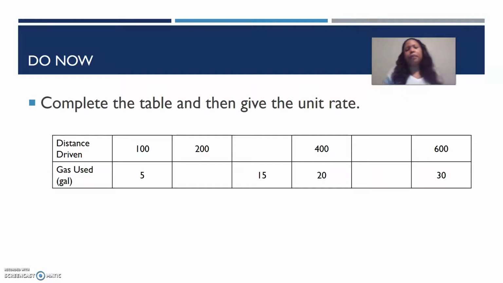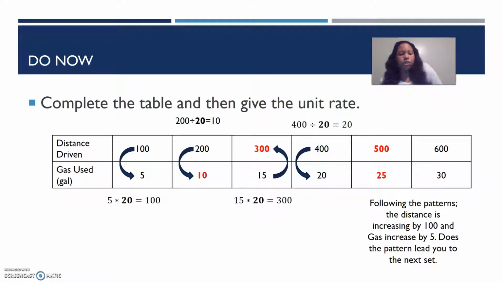Our do now says to complete the table and then give the unit rate. So you were given a distance over gas used, the distance I drove over the gas I used. So if I drove 100 miles, I only used 5 gallons. I want you to find out how many gallons you would use if you only drove 200 miles, how many miles you would have driven if you used 15, and so on and so forth. And remember, we're looking for the pattern in this. So go ahead and take a minute and figure those out.